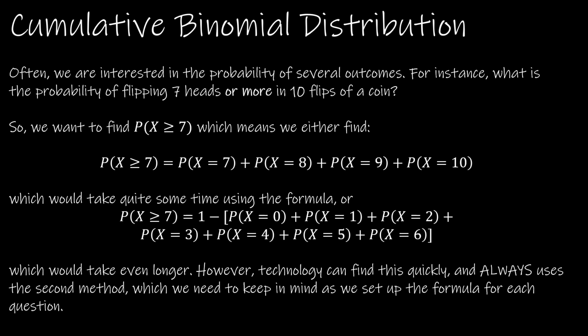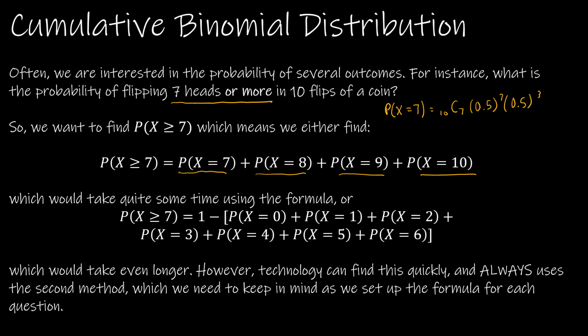So for instance, if I want the probability of flipping 7 or more heads in 10 flips of a coin. So if I were doing this not using technology and just finding it by hand, I could find 7 or more by saying, okay, 7, exactly 8, exactly 9, and exactly 10. Now that's not horrible, except that we know the probability that x is equal to 7 requires me to take 10 choose 7, and then 0.5 to the 7 and 0.5 to the 3.